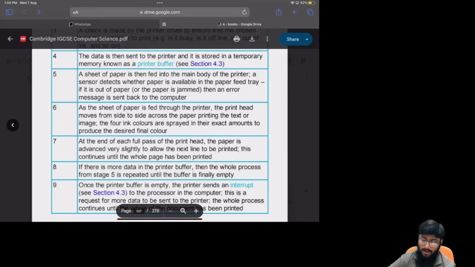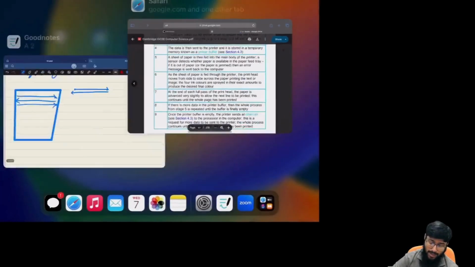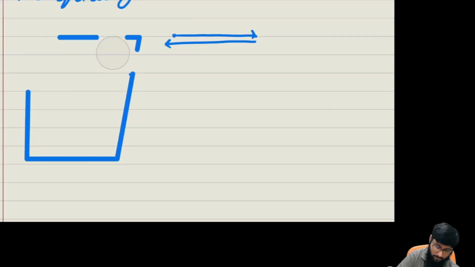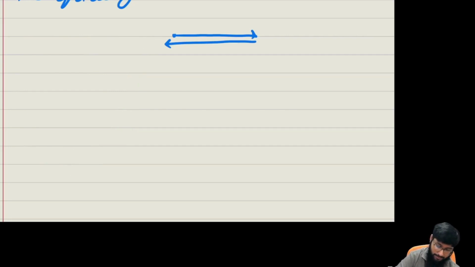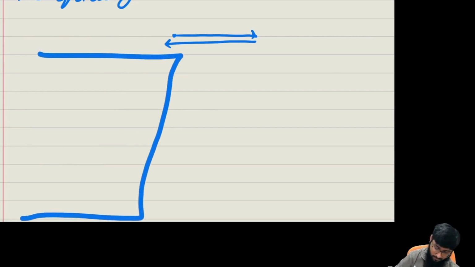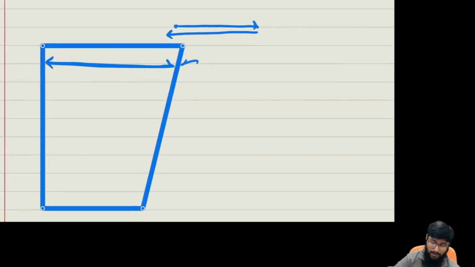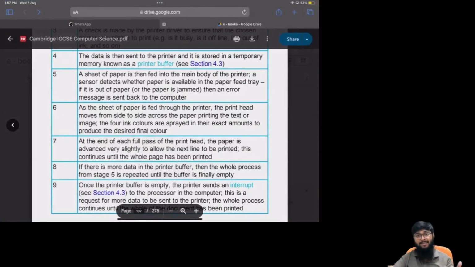Now after the end of each full pass, what do you mean by that? That means as soon as one line is printed in this format, I should draw it again for you guys. Once the line is done, again the line is done. Now this means one line has been printed completely. Now it will be moving to the next line. So after this one pass, the paper is slightly moved ahead, so that now it points to the next line, and now the printing over the next line is started. So this process continues until the whole page has been printed.